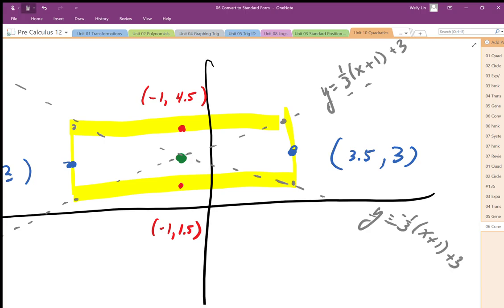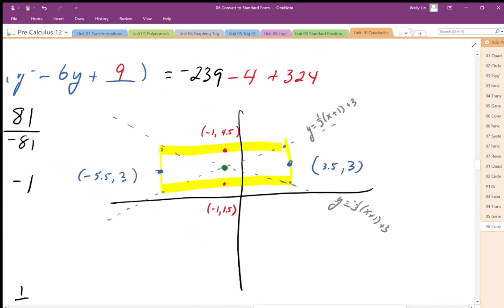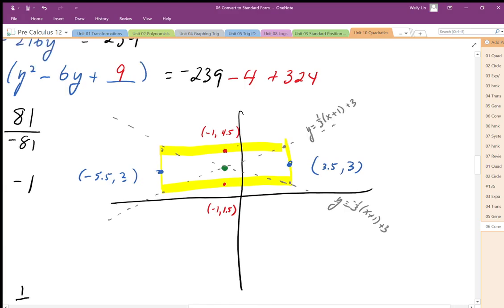The last part is actually drawing the graph. Again, I just need the vertex and the asymptotes, and I know exactly what this graph looks like. It just goes from the vertex and follows the asymptotes.